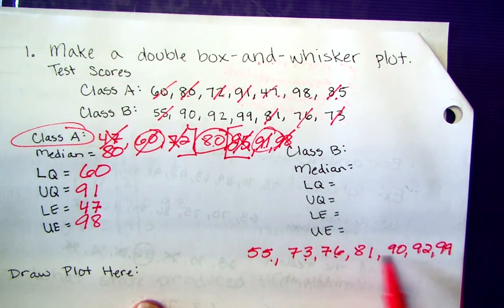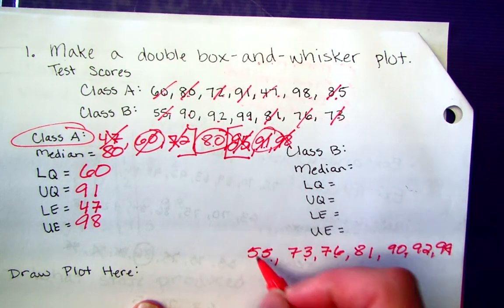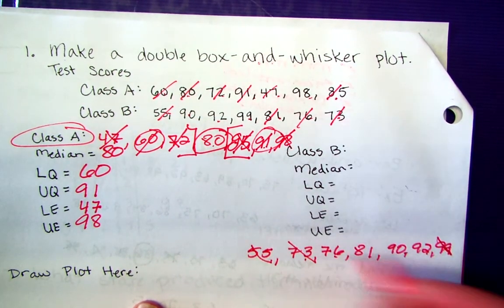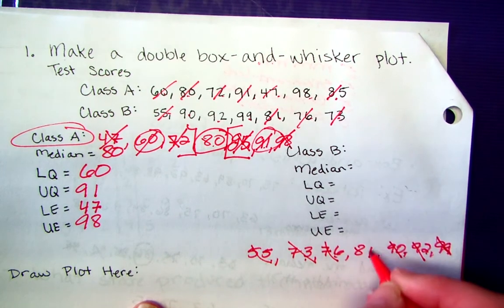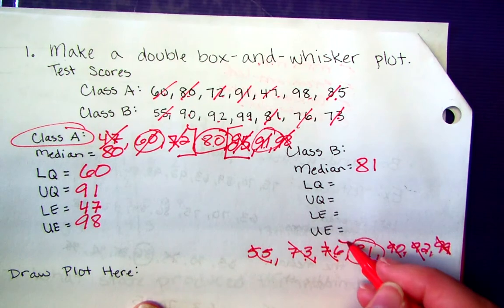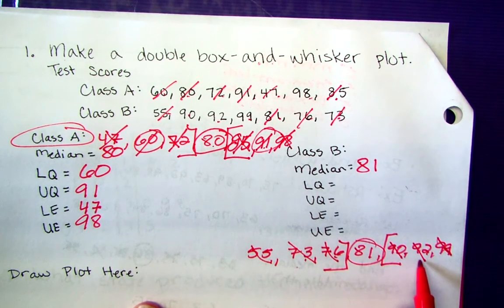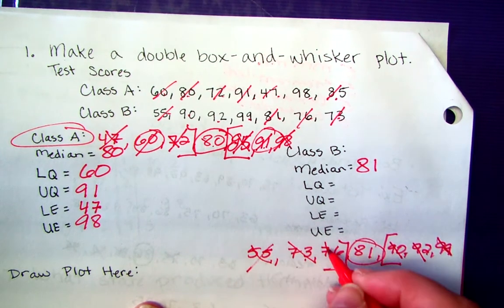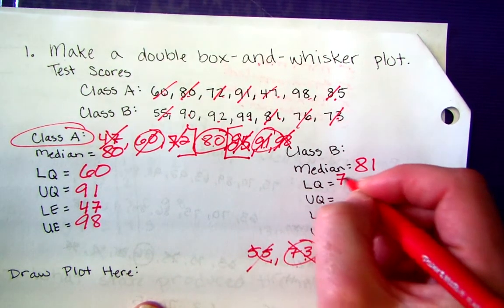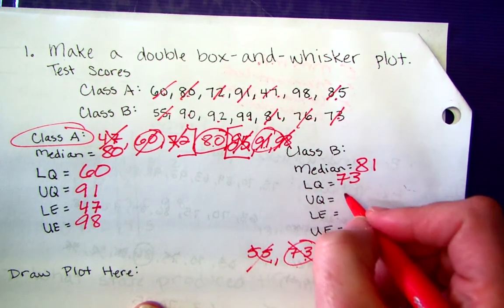1, 2, 3, 4, 5, 6, 7. 1, 2, 3, 4, 5, 6, 7. 1 from the left, 1 from the right, 1 from the left, 1 from the right, 1 from the left, 1 from the right. 81 is my median. Again, it's part of my data set, so I don't include it in my lower half or my upper half. So 73 is my lower quartile, the middle of my lower half. The upper quartile is going to be 92.